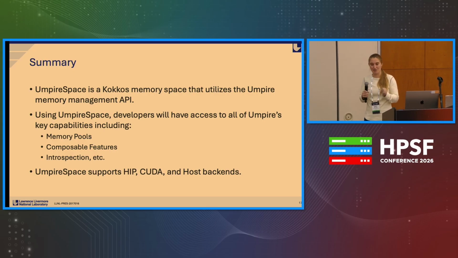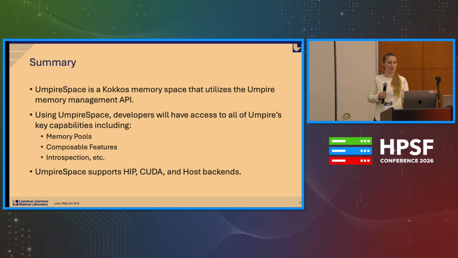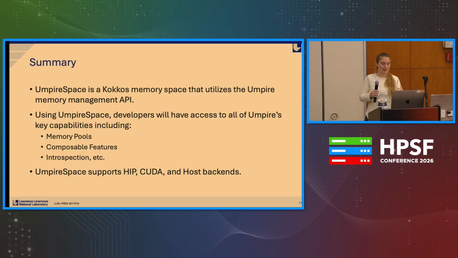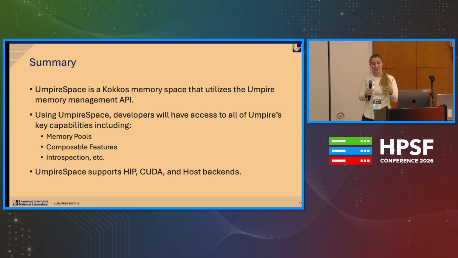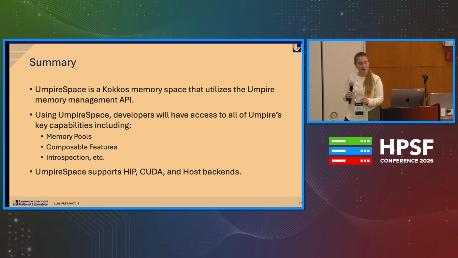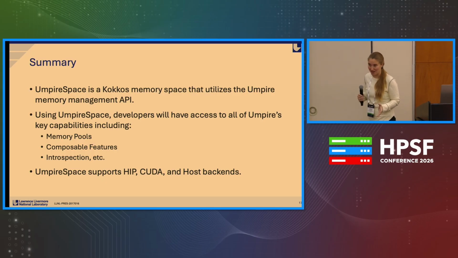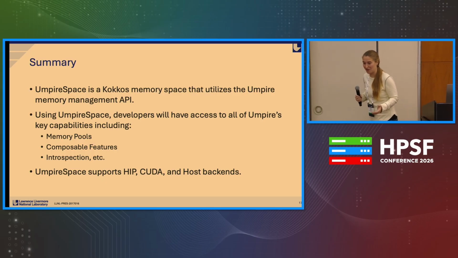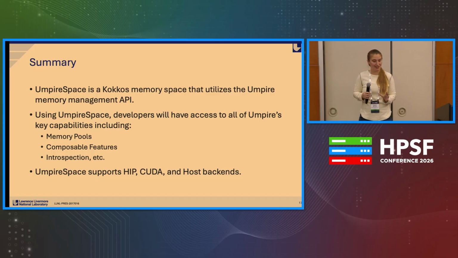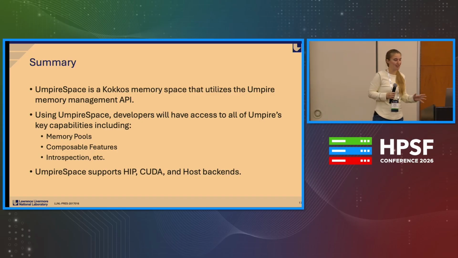UmpireSpace, you can use the Umpire Memory Management API with Kokkos. And then developers will have access to all of Umpire's super cool capabilities. Very exciting. And right now, UmpireSpace supports HIP and CUDA, and then host backends. We've done more testing with the HIP backend just because of the machines that we have at the lab, but the CUDA side should work too.